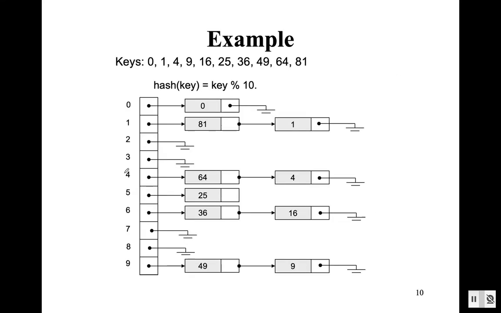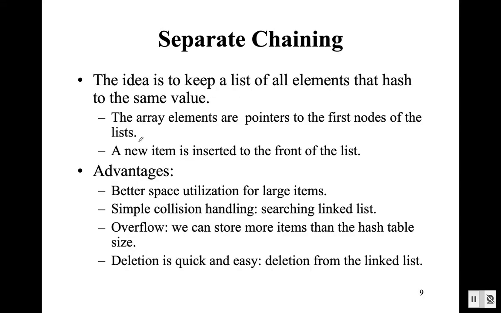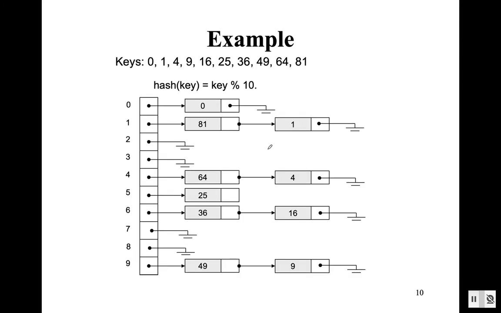The separate chaining is actually simple. The idea is to keep a list of all elements that hash to the same value. The array elements will be a pointer to the first node of the list, and the new item is inserted at the front of the list. So let's see how it is going to look.